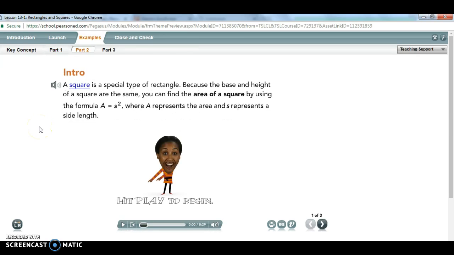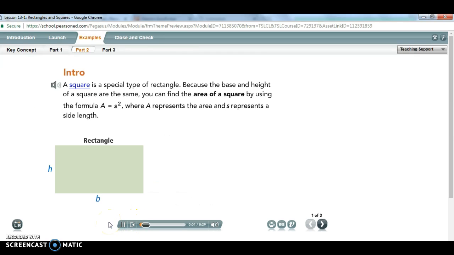Moving on to part 2, we're going to be talking about squares instead of rectangles. A square is a special type of rectangle. Because the base and height of a square are the same, you can find the area of a square by using the formula A equals S squared, where A represents the area and S represents the side length.